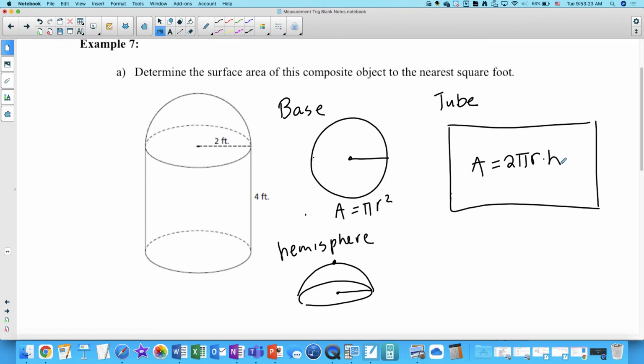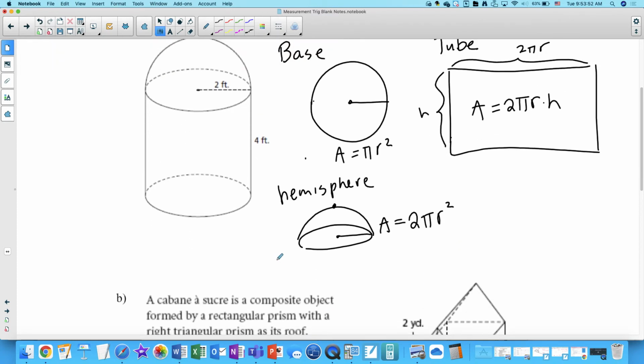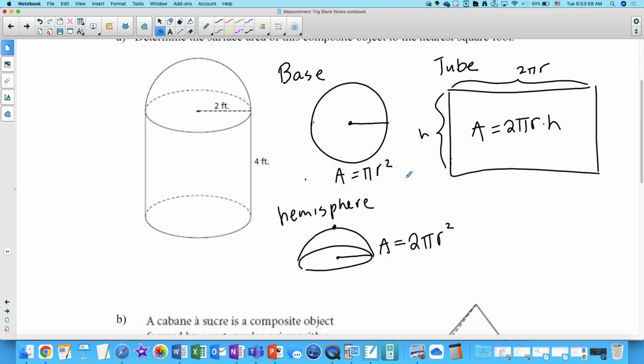Okay? And then the hemisphere is half a sphere, so this is going to be 2 pi r squared. Okay? And then if you want to put this all together and do it all in one calculation, you could just add the three of them together and then do it all in your calculator at the same time. So all together, the surface area is going to be pi r squared plus 2 pi r h plus 2 pi r squared. And then fill in all of your values. So r is 2: pi times 2 squared plus 2 pi times the radius is 2 times the height is 4 plus 2 pi r squared, and again, r is 2. Okay, and then you can take out your calculator and do that all in one go.